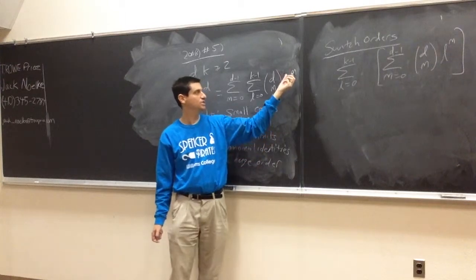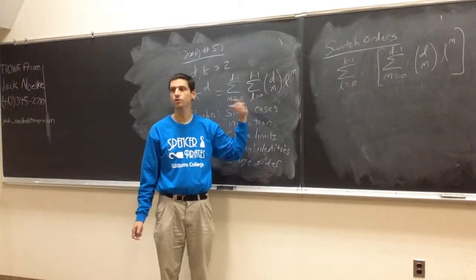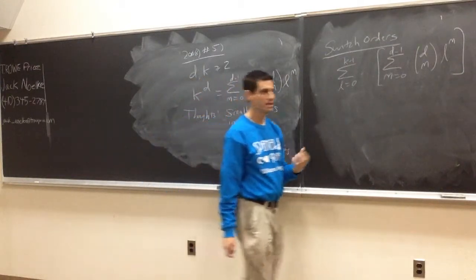If I take m equals 0, it's easy. If I take m equals 1, oh, then that's going to be k minus 1 times k over 2. You don't want to go that route. This route is much better.